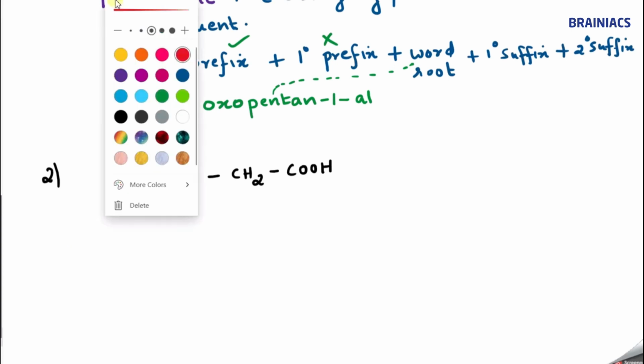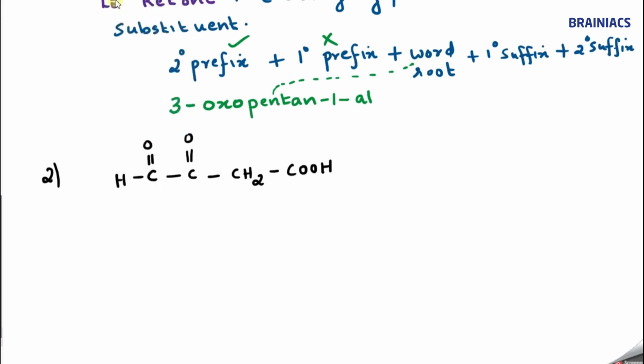So first thing, now tell me, this is also a polyfunctional group. There is a carboxylic acid group, there is a carbonyl group, C double bond O, then a CHO group. So 3 functional groups are present. So as per the priority table, who is the senior most? We know that carboxylic acid is the senior most.